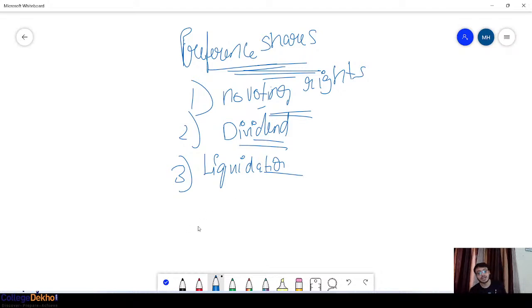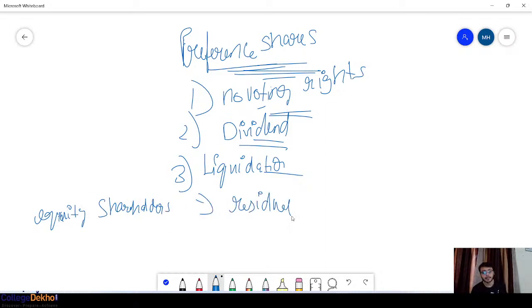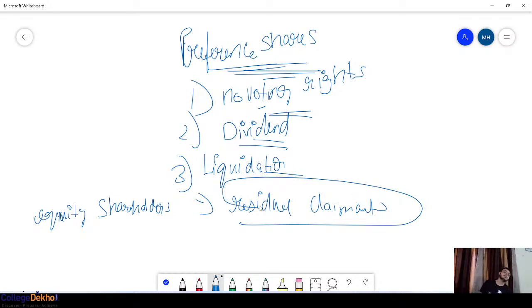And that is why, whenever we talk about the equity shareholders, they are also called your residual claimants. Residual claimants भी कहते हैं. Why? Because they are the last ones. उनको last में कर रहा था because these are the most risky ones.